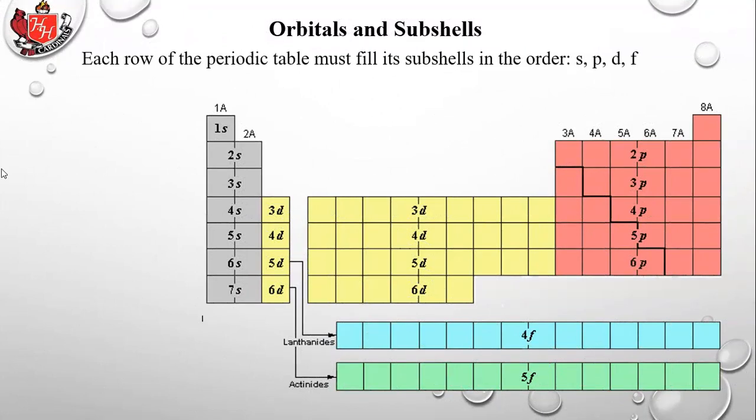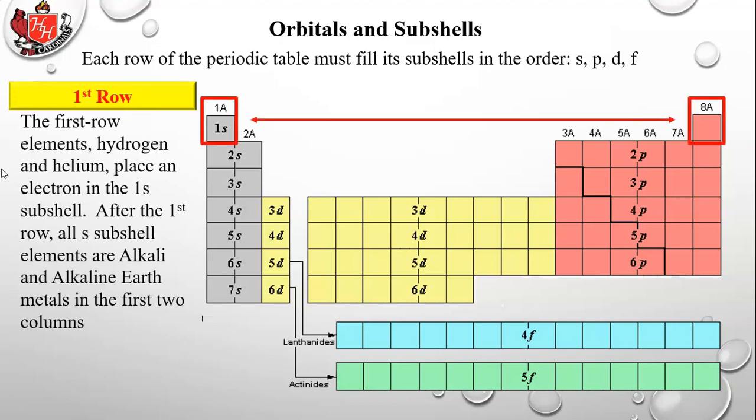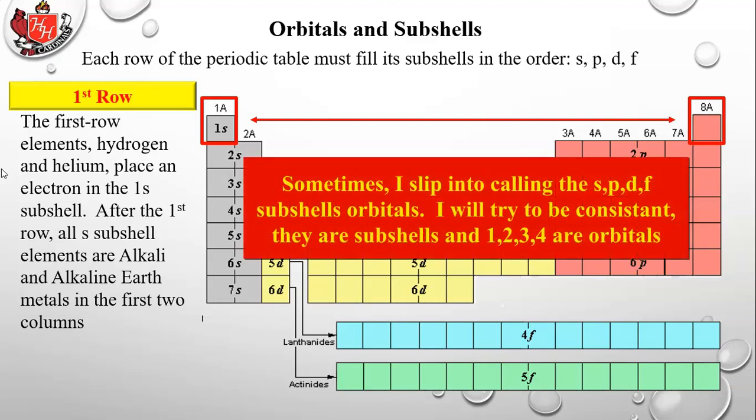So each row of the periodic table must fill its subshells in this order: s, p, d, f. Again, emphasizing that point. It has to be in exactly that order. So memorize that order of those letters. So here's the first row. The first row elements, hydrogen and helium, place an electron in the 1s orbital. Up until now, we just called it the first orbital, or the first row. But now we're calling it the 1s orbital to distinguish it from the other letters.